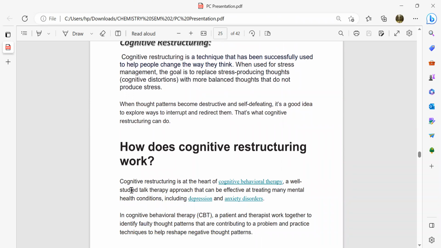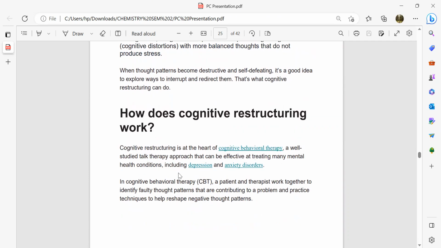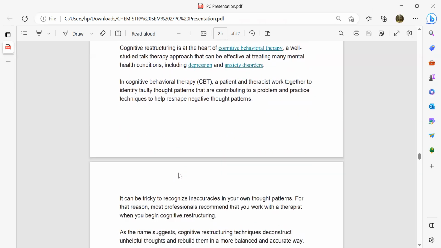How does cognitive restructuring work? It is the heart of CBT, a well-studied talk therapy approach that can be effective at treating many mental health conditions, including depression, anxiety, and eating disorders. In CBT, a patient and therapist will work together to identify thought patterns that are contributing to a problem and practice techniques to help reshape negative thought patterns.